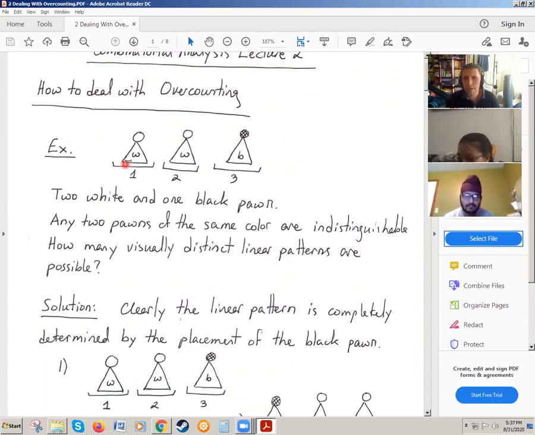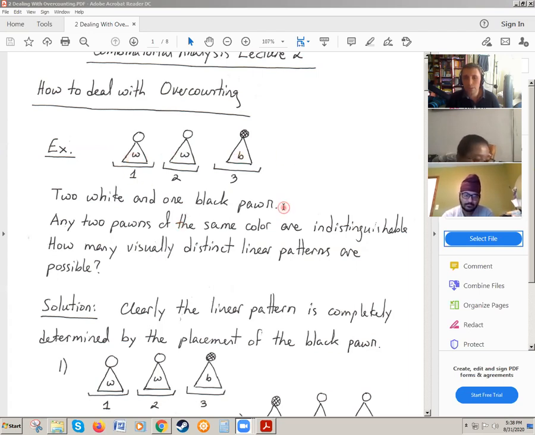So you have two white pawns and one black pawn. The white pawns are indistinguishable among themselves, and the black pawns are indistinguishable among themselves. And you want to know how many linear patterns are possible. So this is one linear pattern: white, white, black.